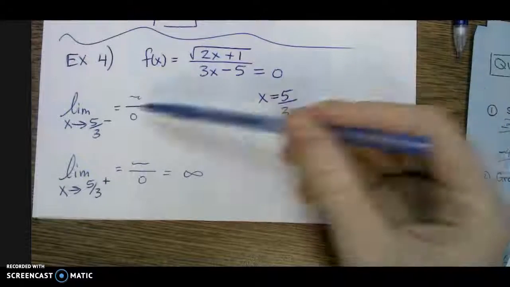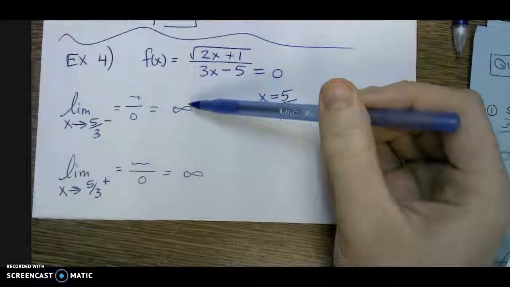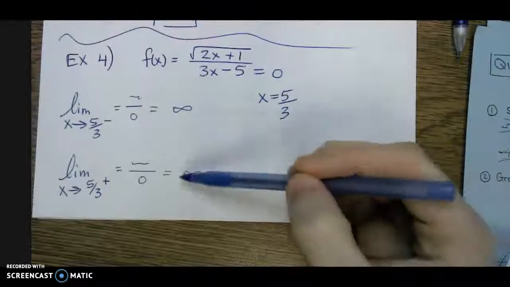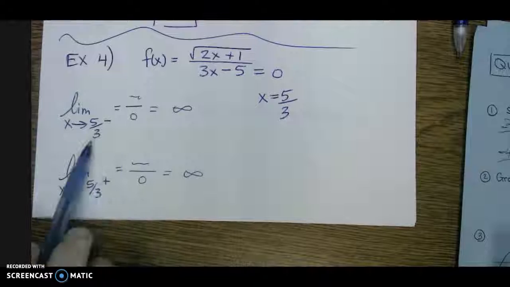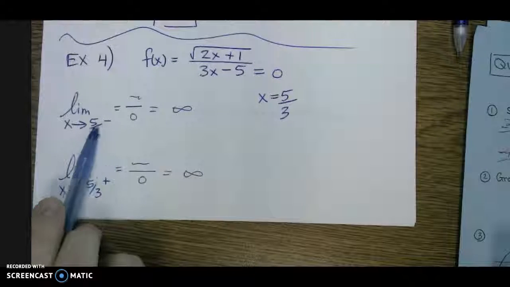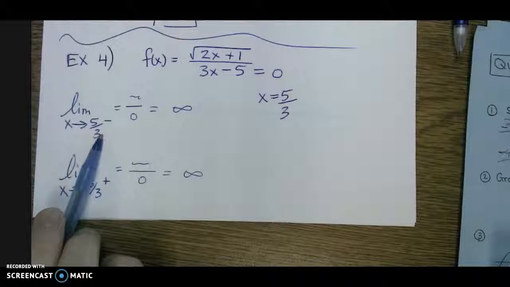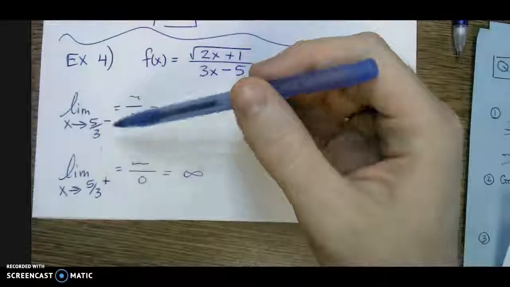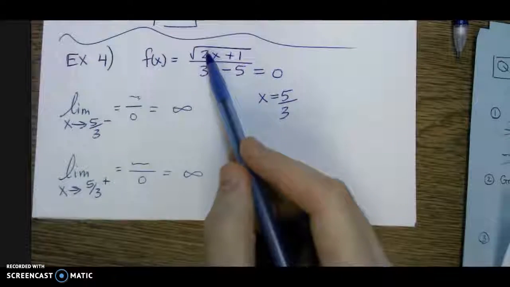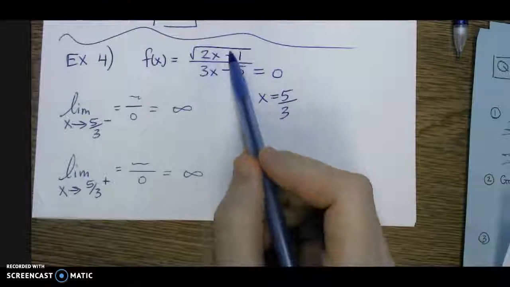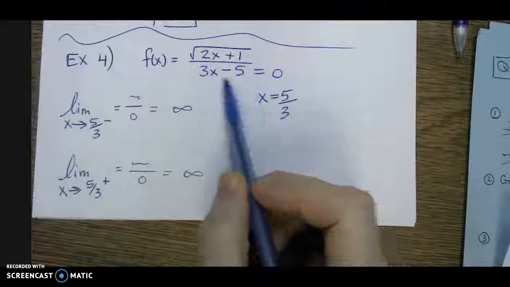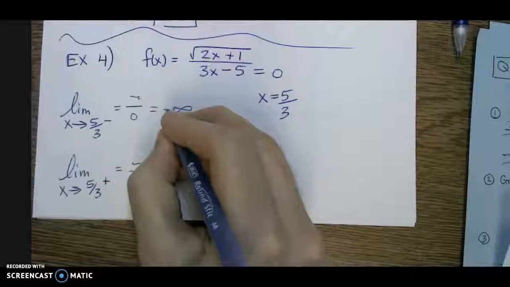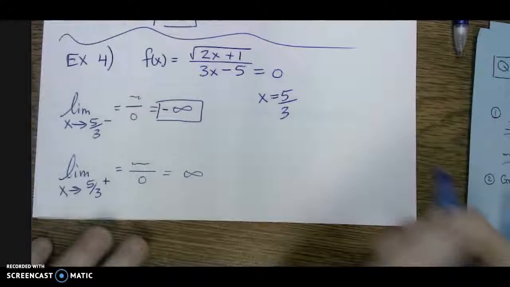You're still going to get a number over 0, which we know is infinity. All we have to do, we can go ahead and write infinity down, is plug in a number to the left and to the right and decide whether it's positive or negative. So if you plug a number in to the left of 5/3, for example, try plugging in the number 1, you're going to get square root of 3, which is positive, over -2, which is negative. So you end up getting a positive divided by a negative, which means you get negative infinity.